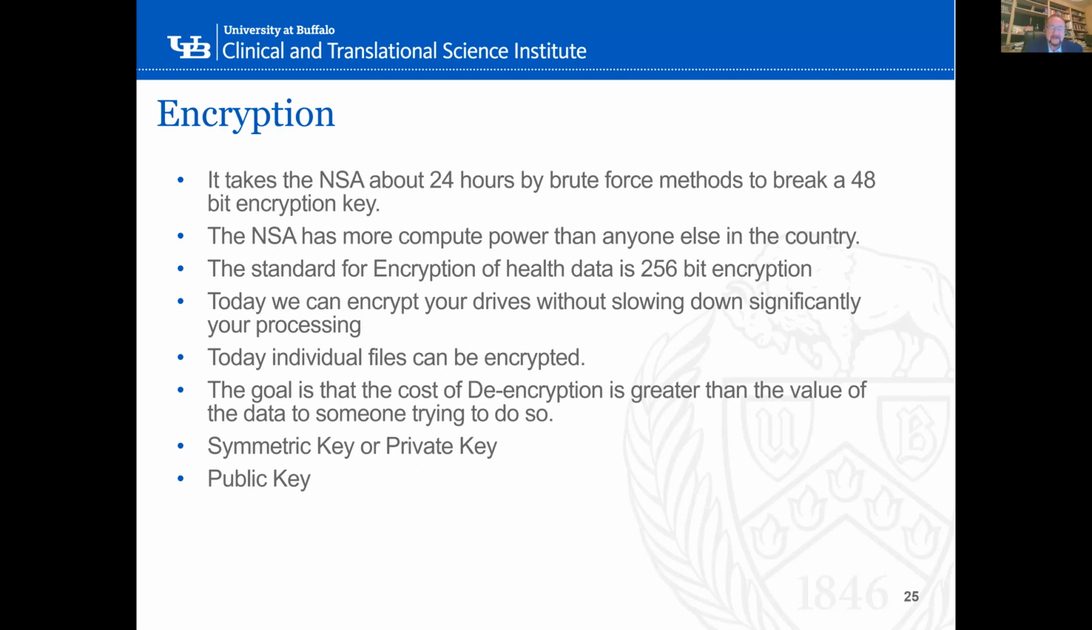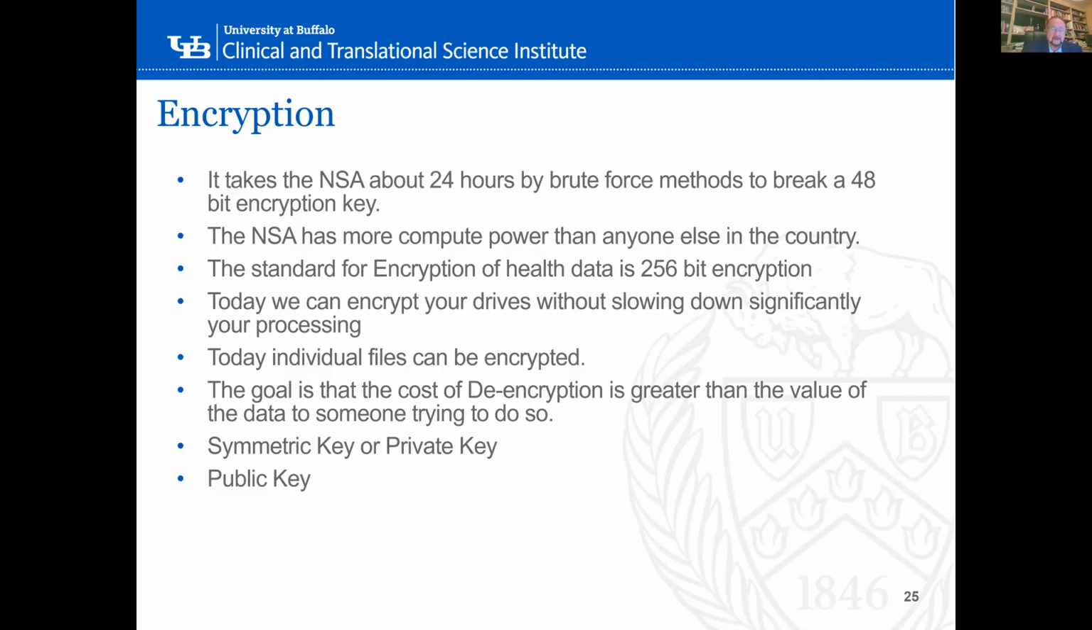And now the standard is 256-bit encryption, which is harder to break, but it actually is very expensive to break. And if you look at the value of the data versus the amount of effort that you'd have to put in to break a 256-bit encryption key, it rarely would be worth it. Even if you take a very famous person, President of the United States, whatever, it would be a very large cost.